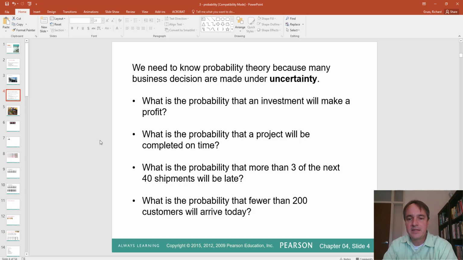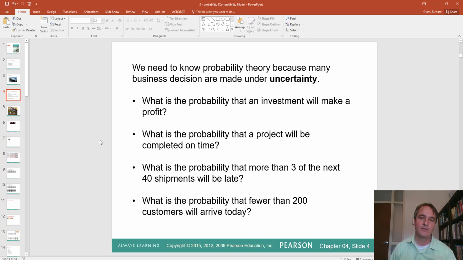What is the probability that a project will be completed on time? Projects are frequently late, but if you can place a probability on that, you can arrange resources appropriately. What's the probability that 3 of the next 40 shipments will be late? That's a sort of problem that we'll be able to solve after the next lesson. Or what is the probability that fewer than 200 customers will arrive today? So my daughter works at a diner, and the manager there has to make decisions about how many people to put on the staff.